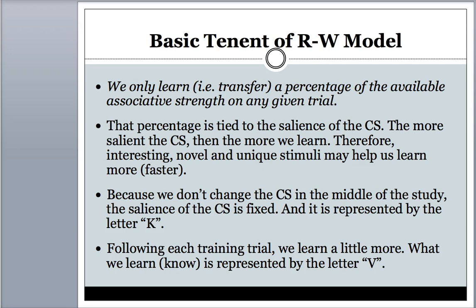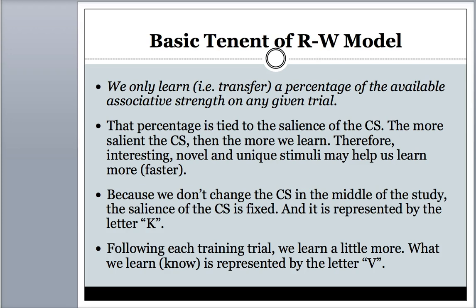So what you're basically doing is learning the same percentage on every trial, but that percentage produces a smaller and smaller amount because it's cumulative. So we're working toward 100%, and you only learn the same percentage every time. Now that percentage is tied to the conditioned stimulus, and it's tied to the salience of the conditioned stimulus. And that's a word a lot of people don't understand. The word salience means how noticeable it is, how novel it is, how attention grabbing it is. The more salient a stimulus is, the bigger the percentage that you learn on any trial.